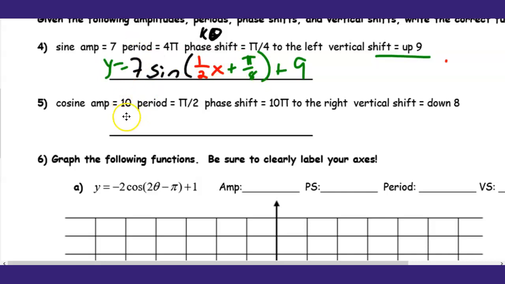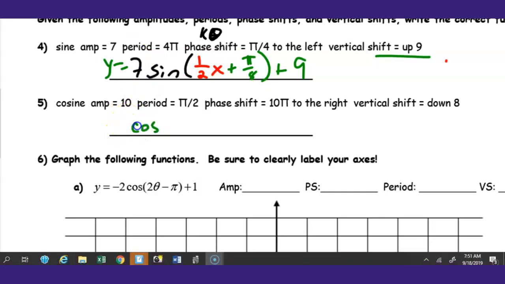Now, right here we have a cosine function, with an amplitude of 10. Now, we need to find the period. The period is pi over 2. So, guys, I have to find k. I got to find k.